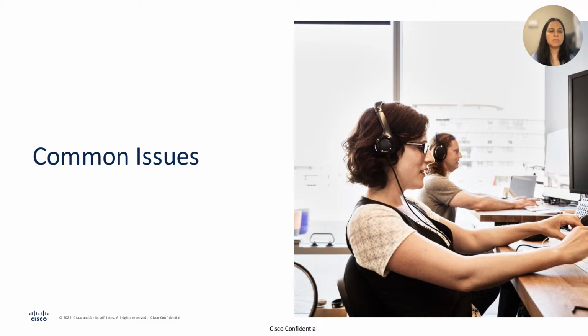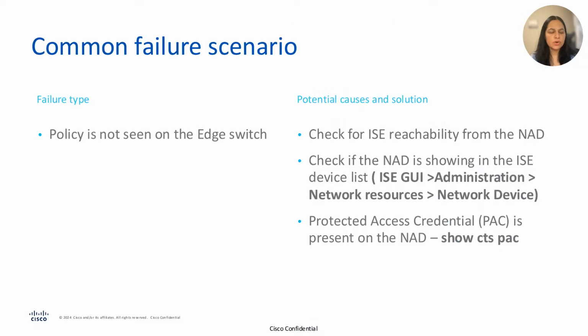So these are some of the common commands, tools, or methods that one can use. Now, it's also important to understand some of the common issues that you can come across. In an SDA environment, the first issue that we see mostly is that a policy is created, but it is not seen on the edge switch. So how do we troubleshoot that scenario, and what could be the potential causes and solutions?